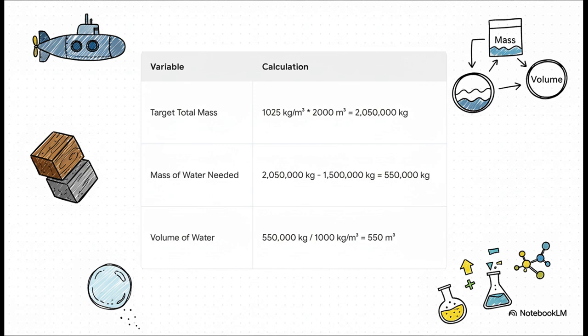Our target is neutral buoyancy, which means the sub's average density has to equal the seawater's density. If we rearrange our formula, the target mass is just the density of seawater, 1,025, multiplied by the sub's volume, 2,000. That gives us a target mass of 2,050,000 kilograms. Now, we know the sub already has a mass of 1.5 million kilograms, so a simple subtraction tells us we need to add another 550,000 kilograms of water.